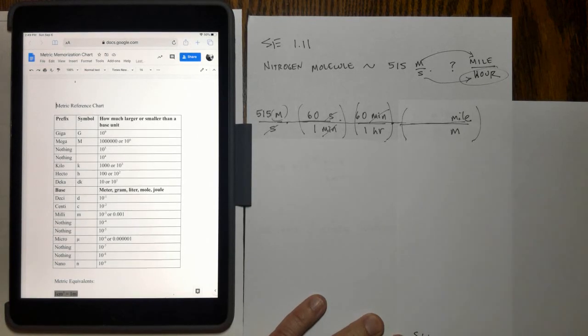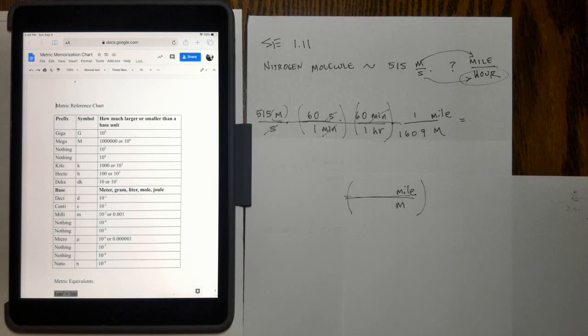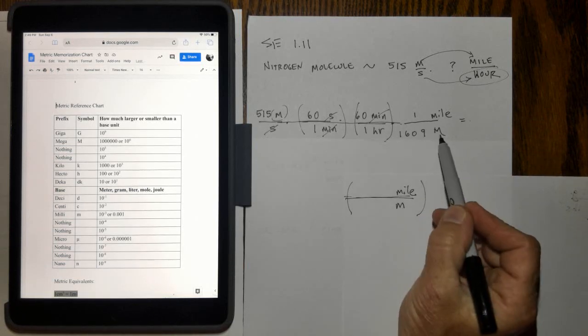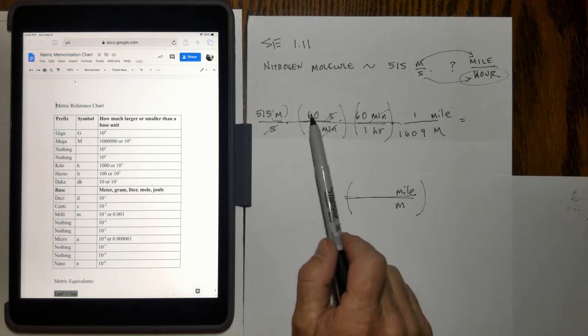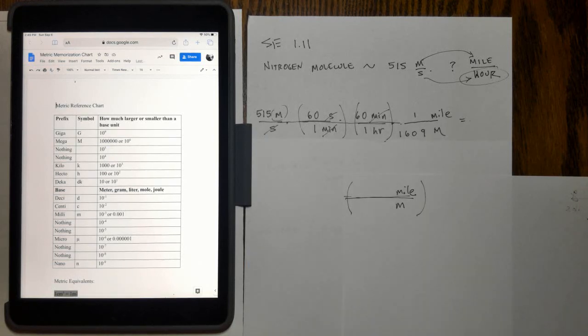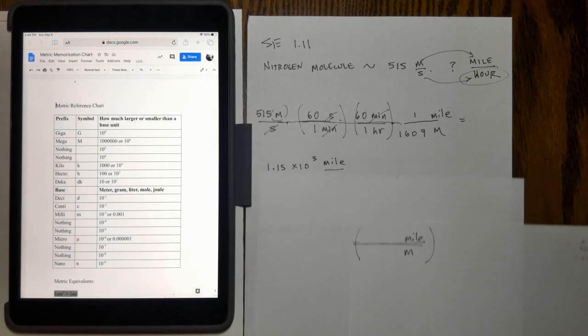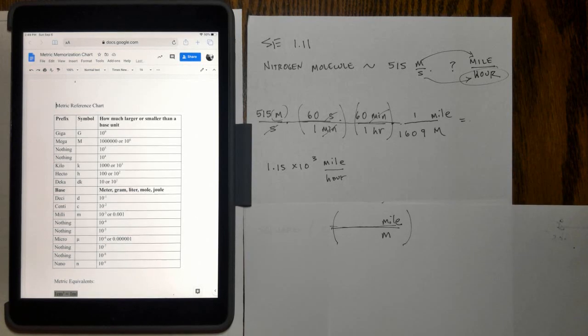Well, there happens to be 1,609 meters in a mile, and so I put 1,609 with the meters and 1 with the mile. On your calculator, 515 times 60 times 60 divided by 1,609. Hit the equal sign in between all of those, and you end up with, in scientific notation, 1.15 times 10 to the third miles per hour. We'll come back with one more problem in the next video that involves cubed units and squared units.